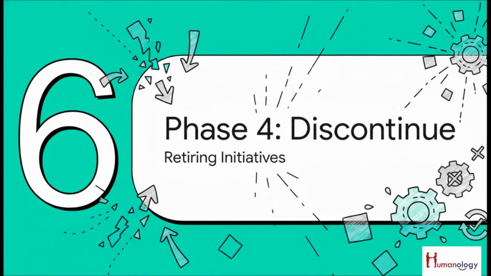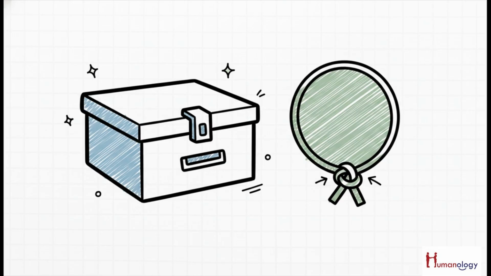And that brings us to phase 4, discontinue. And this brilliantly illustrates the strict discipline of the entire system. Instead of letting campaigns just linger aimlessly out there, draining resources and diluting your focus, this methodology demands a clean structural end. You have to formally retire the initiative.